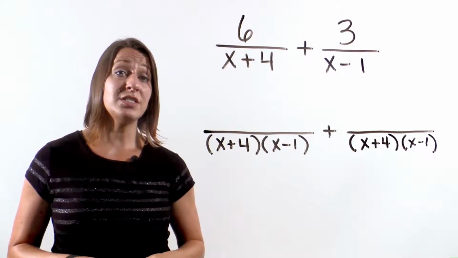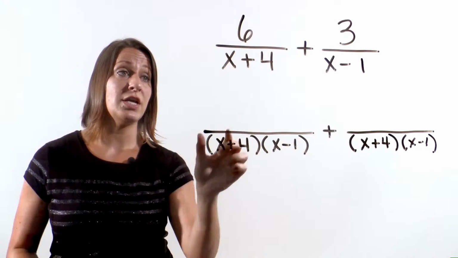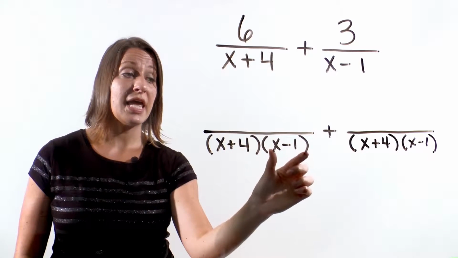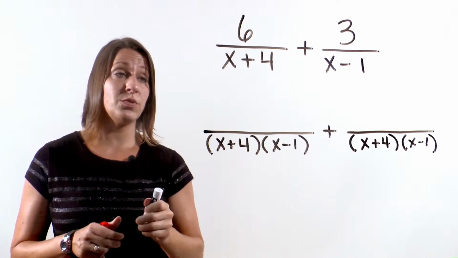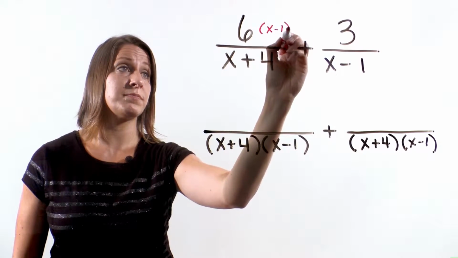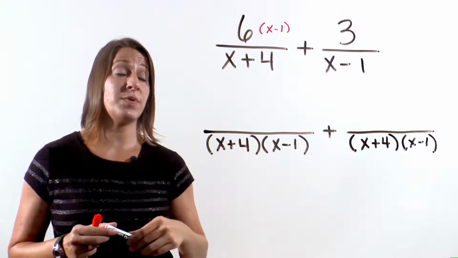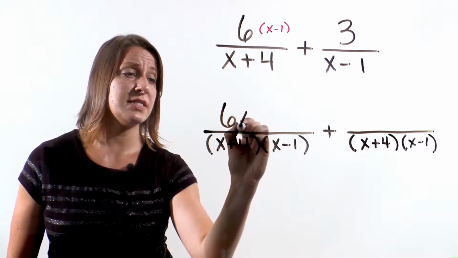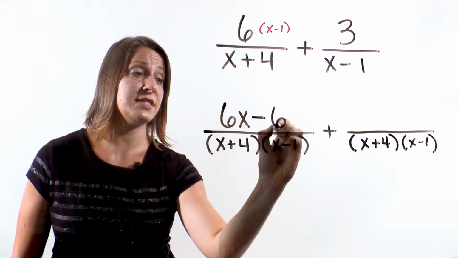Next, we need to make that change also to the numerator. And here's how we're going to do it. In the first fraction, we had an x plus 4, and we multiplied an x minus 1 to the denominator. So we will also multiply an x minus 1 to the numerator. And we're going to go ahead and multiply that through. 6 times x is 6x, and then 6 times negative 1 is negative 6.